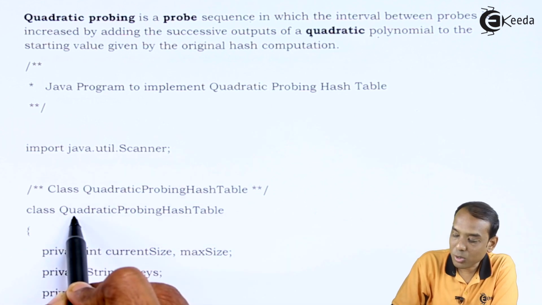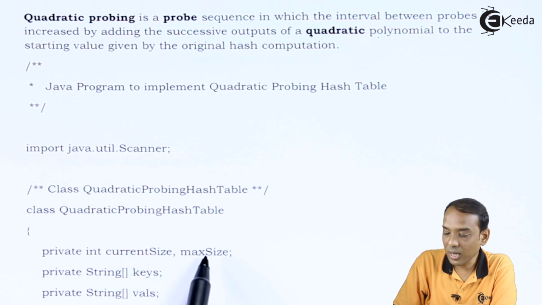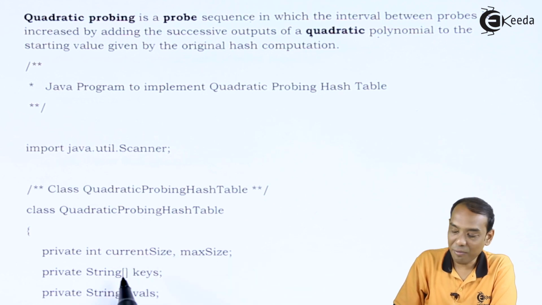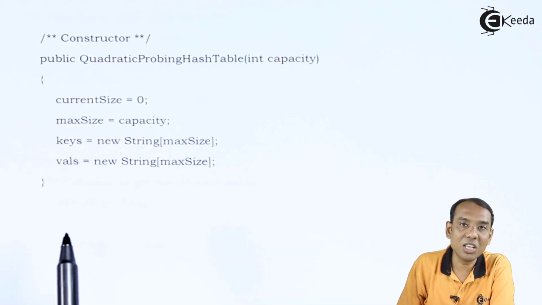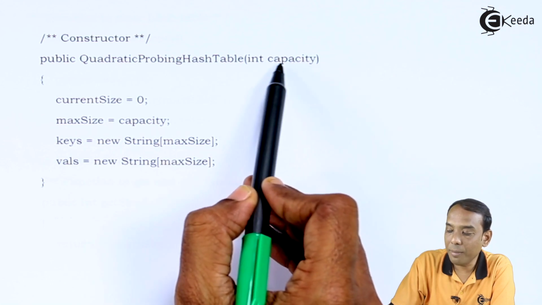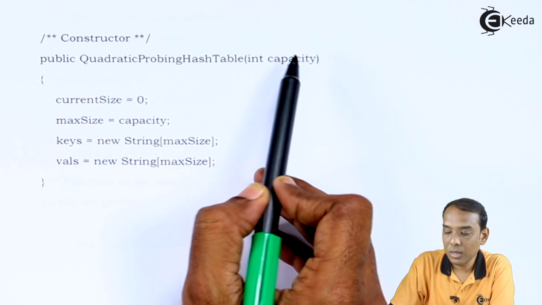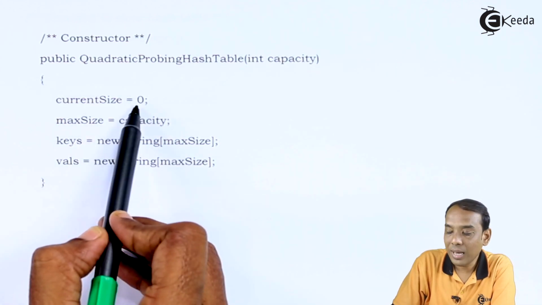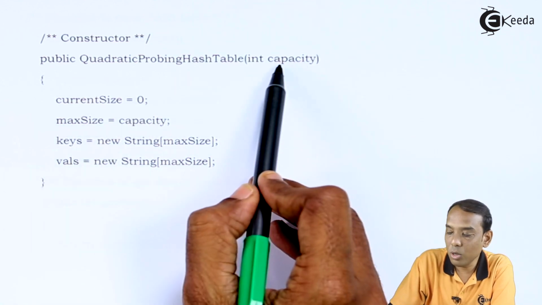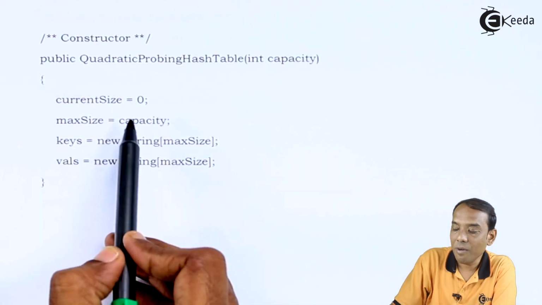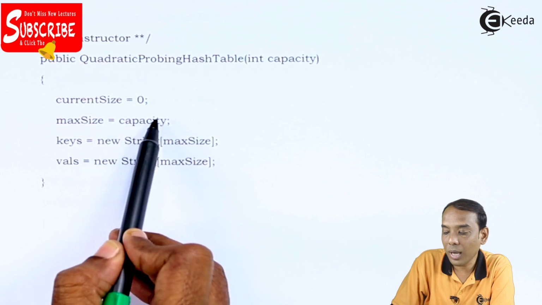I have defined a class named QuadraticProbingHashTable with the values current size and max size. And I have defined two arrays, keys and values, of type string. Once this is done, we call the constructor, in which we have a parameter called capacity. This value of capacity is taken from the user. We set current size to 0 since it's the starting point. Then we take the value of max size from the user through the variable capacity. That is, we transfer the capacity value to max size. We write max size equal to capacity.